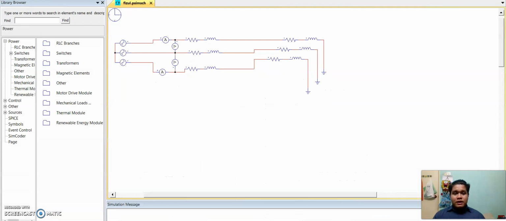So this is my PSIM. I have constructed a Y connected circuit. It has 3 phase because there are 3 supplies. So I have 3 supplies, 2 ammeters, 2 voltmeters, 6 resistors, 6 inductors, and 3 earthings. I put in all of these values, and after that I ran a simulation.